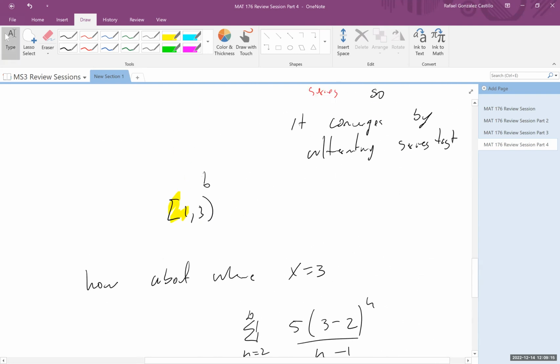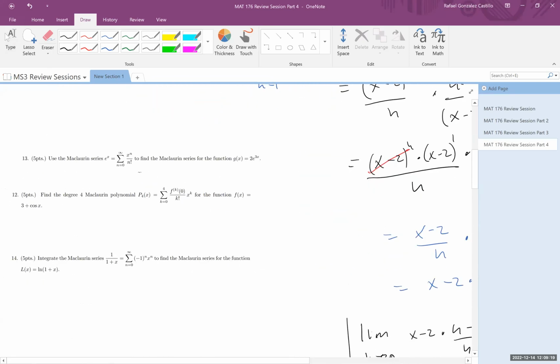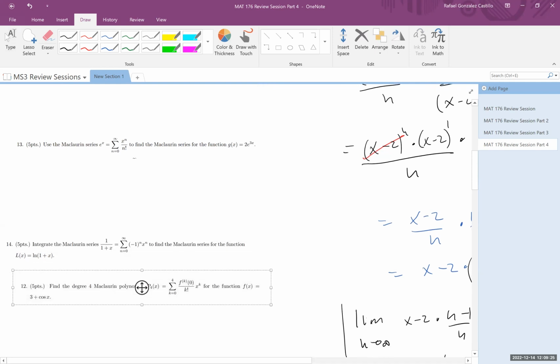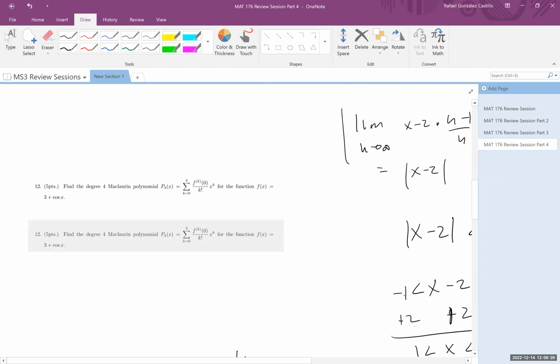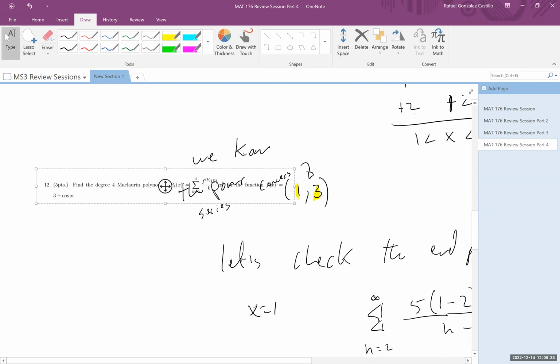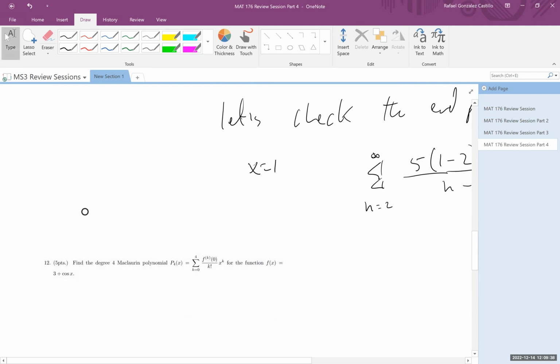The next problem that we have up here cooking is row number 12. Row number 12 says to find the degree 4 Maclaurin polynomial, and we're given a function. The function is 3 plus cosine of x. We're also given the form of the Maclaurin series as well to check.